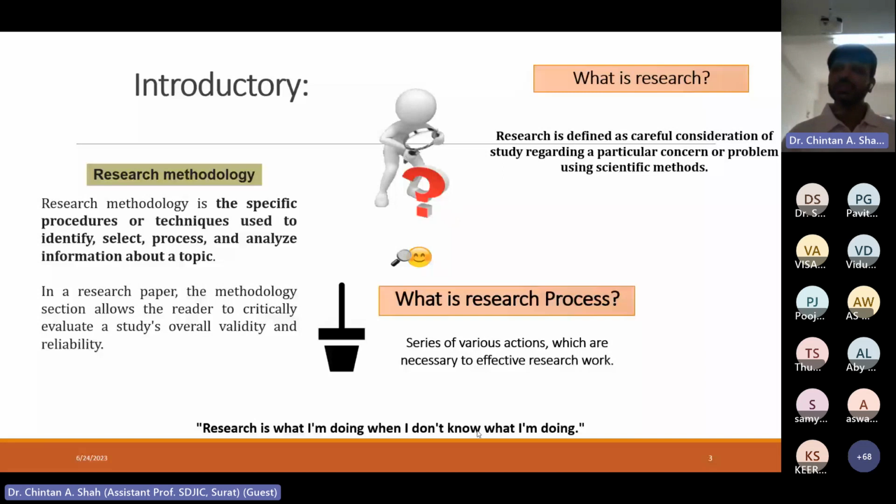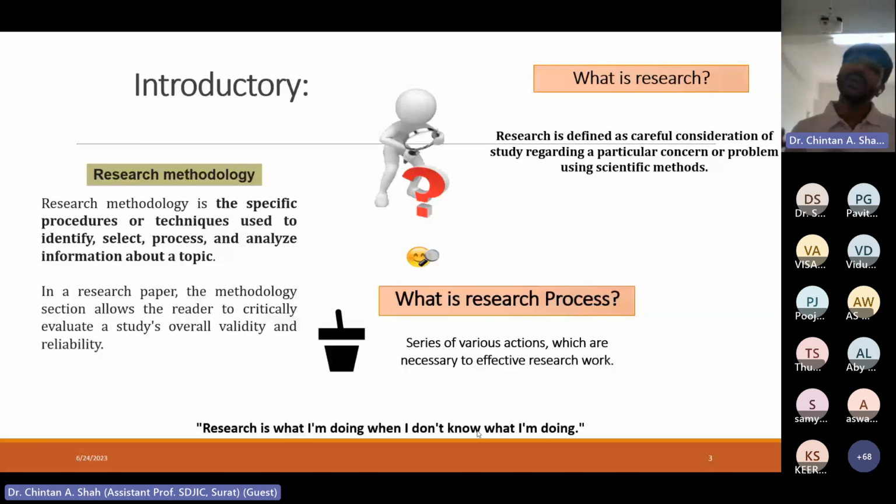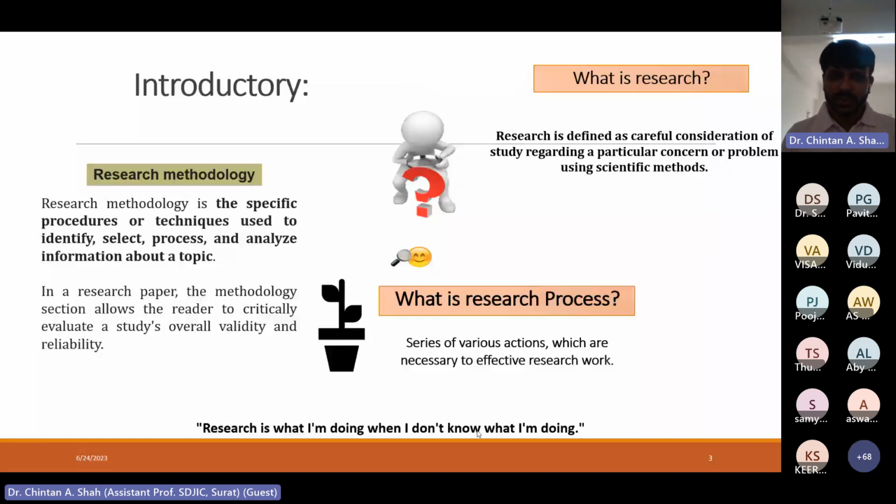Yes, you can do the collection of data in this. There are n number of options available now. Nowadays, after COVID, n number of e-platforms are available for everyone, so you can take a piece. You just identify, select, take the help of the process, and analyze the information about the topic.